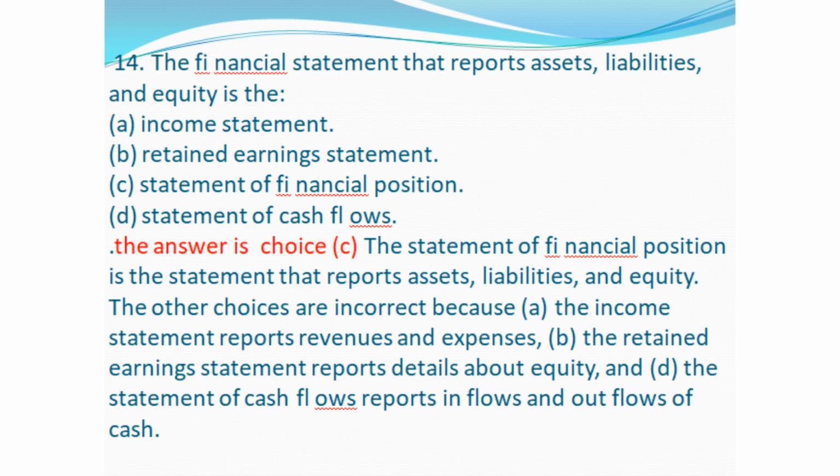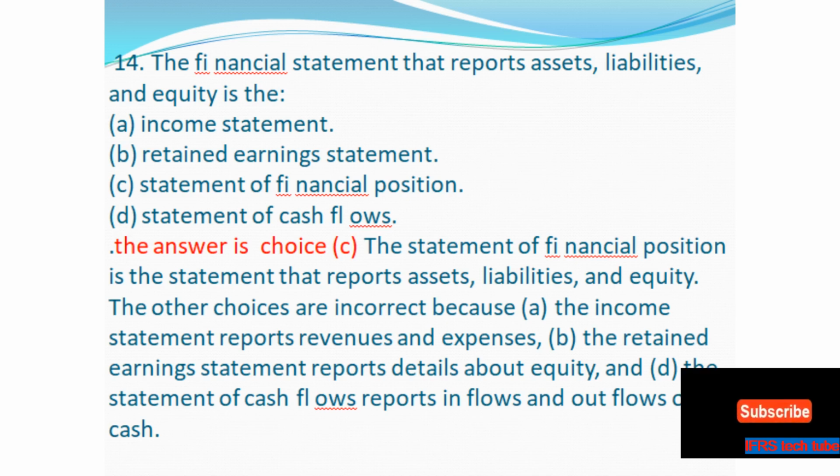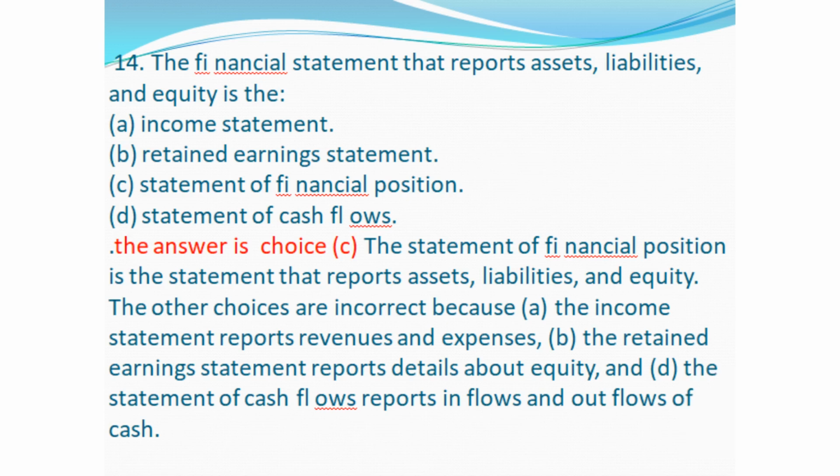The statement of financial position is the statement that reports assets, liabilities, and equity. The other choices are incorrect because A. The income statement reports revenues and expenses, B. The retained earnings statement reports details about equity, and D. The statement of cash flows reports inflows and outflows of cash.